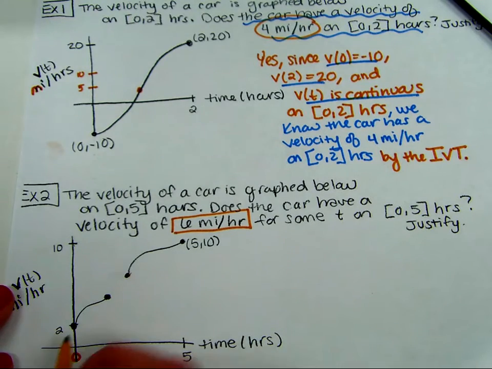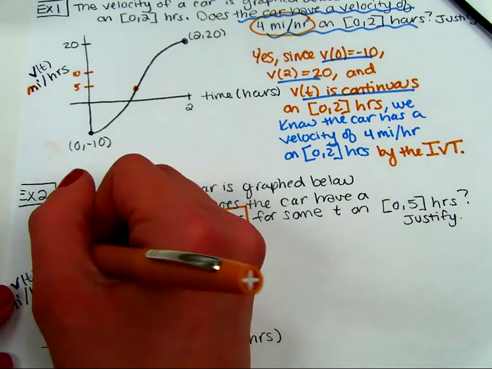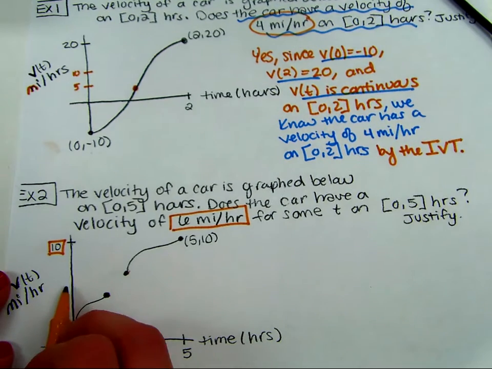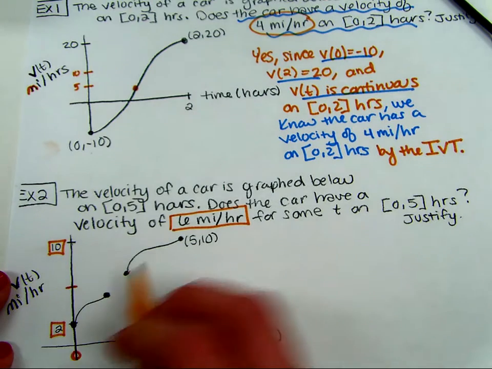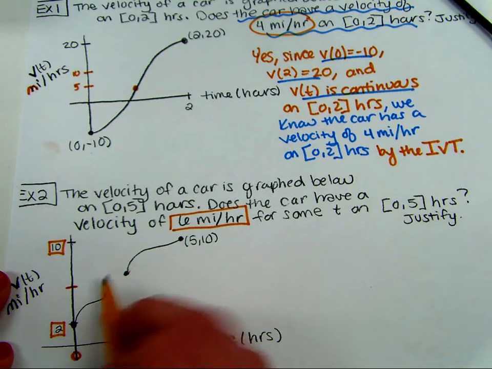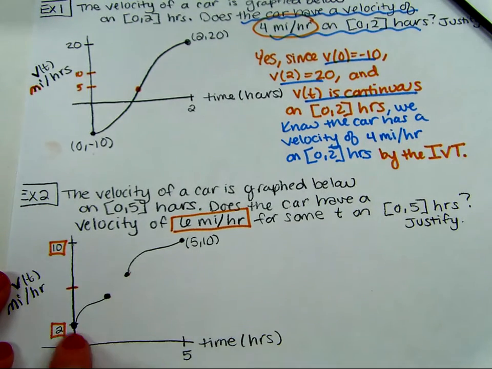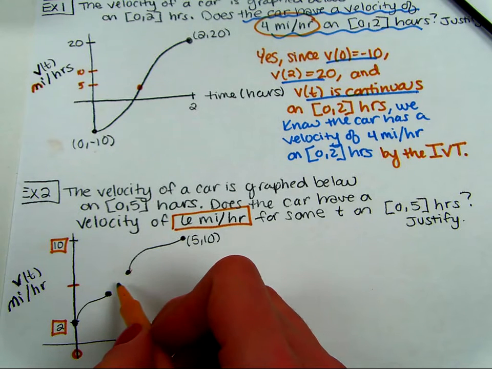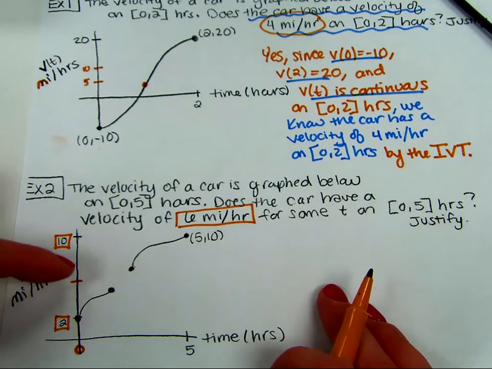Well, I only gave you these 2 points, 2 and 10. 6 is probably somewhere in the middle. It might fall where that discontinuity is. I don't exactly know. It might hit 6, it might not. I'm not sure about that. But you really just can't make a conclusion here. We cannot say that we know the car has a velocity of 6 because the graph isn't continuous. There's a discontinuity here, and it's right around where 6 would be.